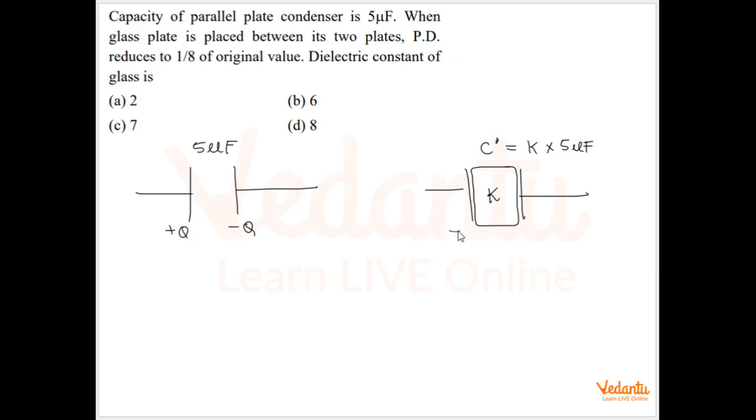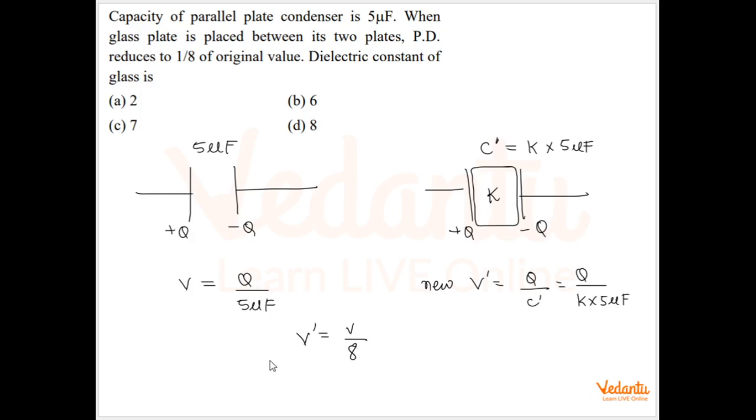The charge will still remain the same. Now if you compare the potential, initially the potential will be equal to Q by 5 microfarads, and finally the new potential will be Q by C dash, that will be Q by K into 5 microfarads. Of course, the question says that the new potential difference is original potential difference divided by 8.